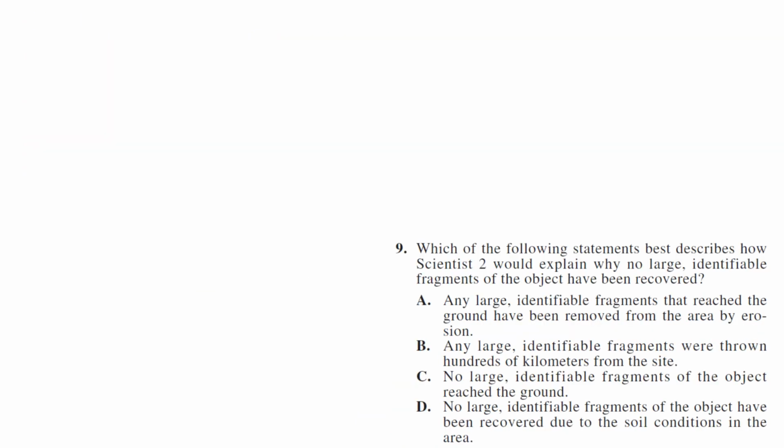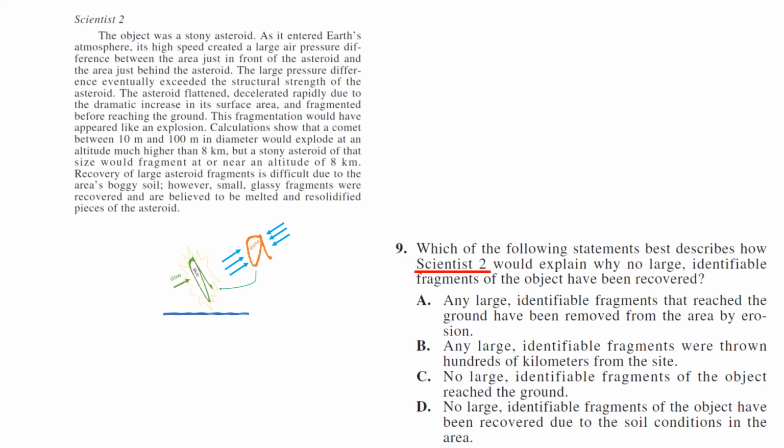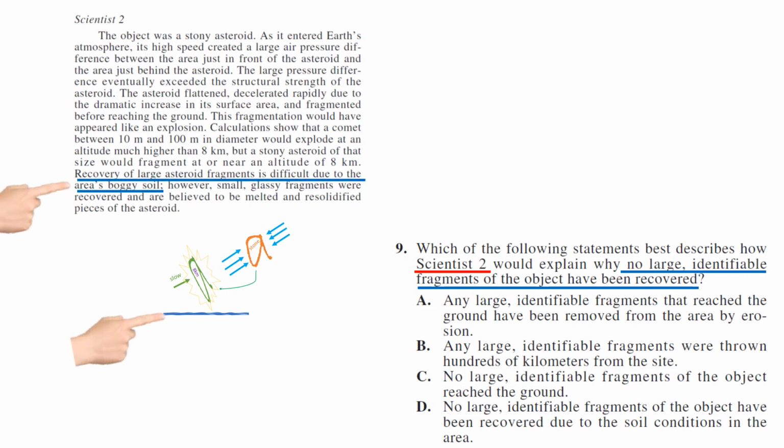Number 9. Which of the following statements best describes how scientist 2 will explain why no large identifiable fragments of the objects have been recovered? What we see in the reading and in our drawing, large asteroid fragments were difficult to recover because of the boggy soil, which means choice D is correct.